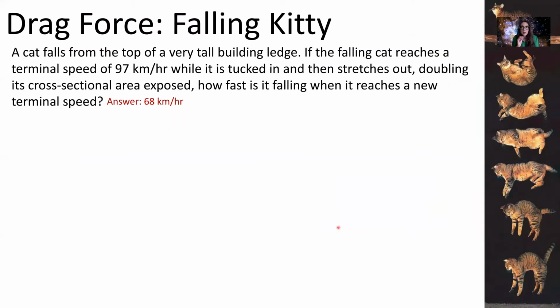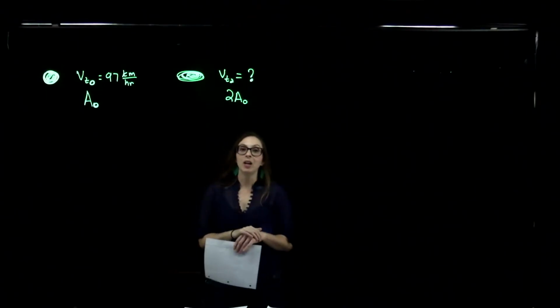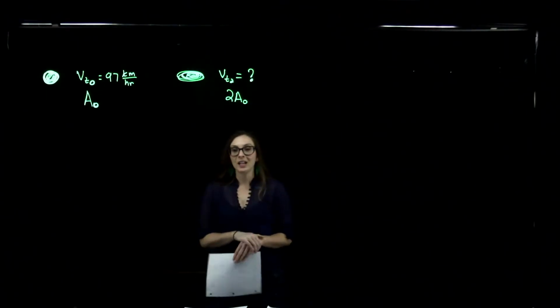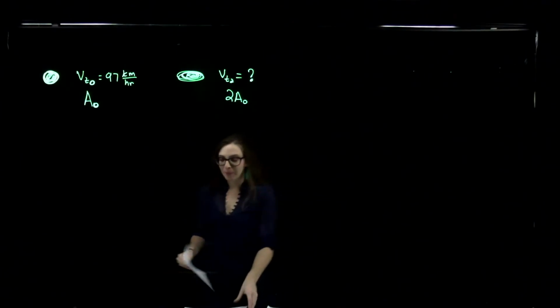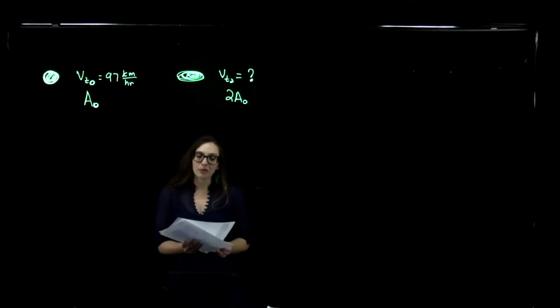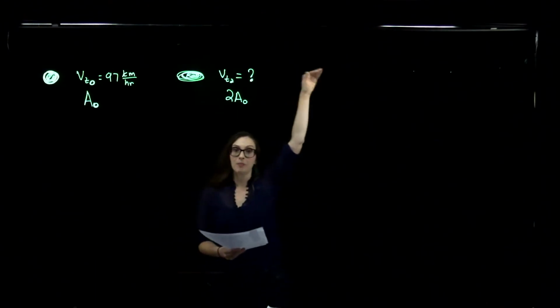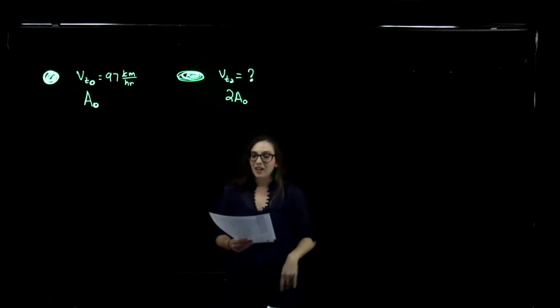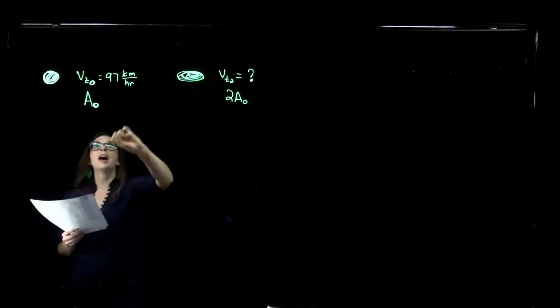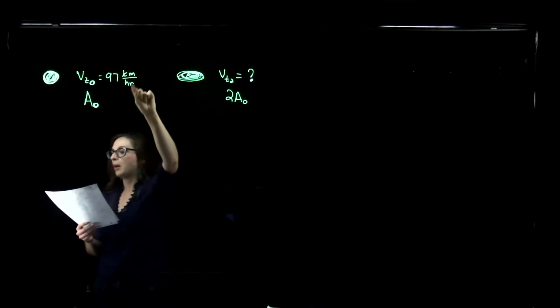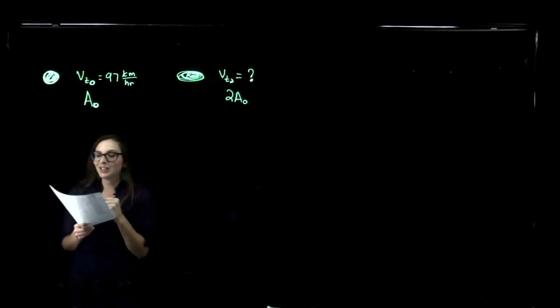We're going to derive the equation for terminal velocity here, and we're going to think about this problem when we think about a cat falling off a building. In this problem, we're going to think about the terminal velocity and drag force acting on a falling cat. So we have a cat that's going to jump from the top of a very tall building ledge. The falling cat reaches a terminal velocity of 97 kilometers per hour while it is tucked in.